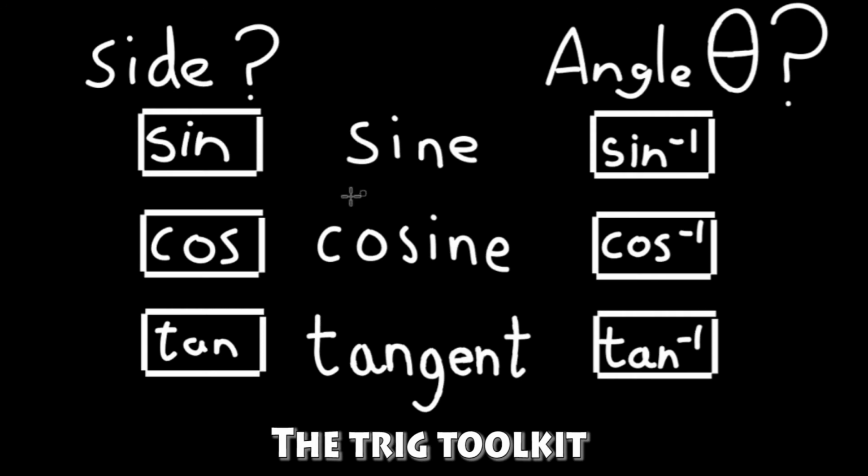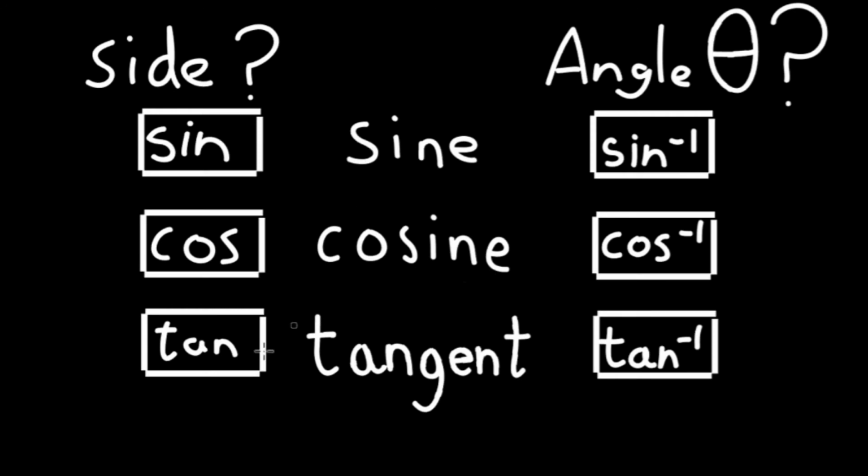There are 3 types of tools in trigonometry, called sine, cosine and tangent, shortened to sine, cos and tan, with 2 variations of each, depending on if we want to find out a side length or the angle theta. If we need to find theta, we refer to the functions as the inverse sine, inverse cosine or inverse tangent. Alternatively, we can refer to these angle finding functions as arc sine, arc cos and arc tan.